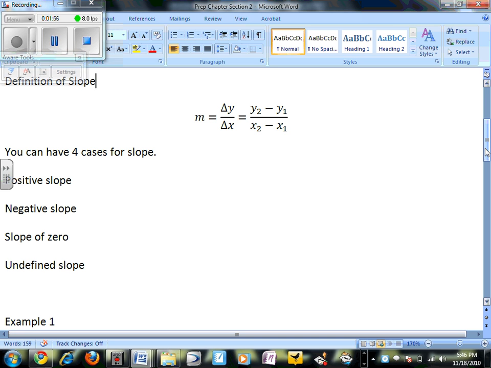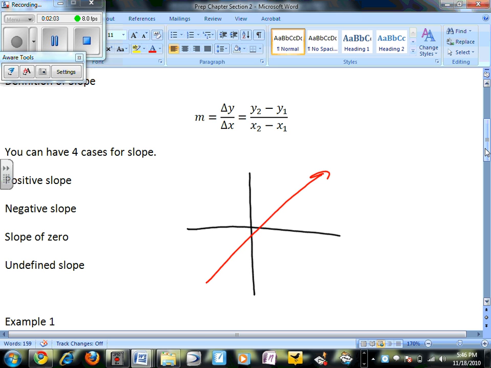You can have 4 cases for slope. All right, you can have a positive slope that runs in this direction. You can have a negative slope that would run in the opposite direction, like so. So a positive slope would go in a positive direction up, and a positive direction would be a positive over a positive.